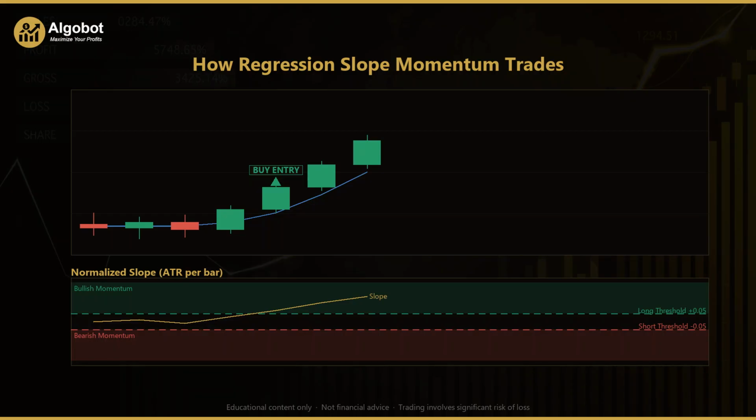At that moment, the strategy places its stop loss 2 times ATR below entry and its take profit 3 times ATR above, giving that reward to risk of about 1.5 to 1. From there, momentum carries the move.